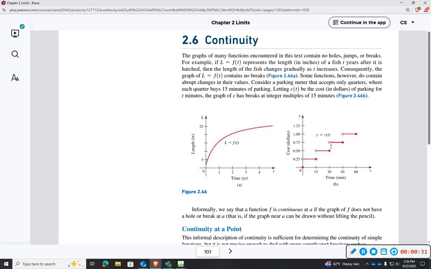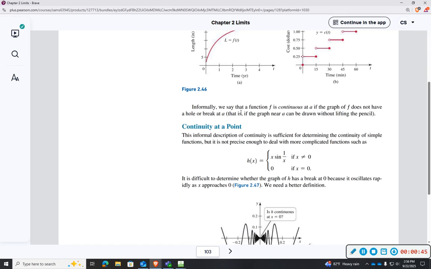Versus if you look at a parking meter and you insert quarters, you get 25 cents and then you get another quarter, so it jumps up to 50. There's no connection between the 25 and 50, and you get what they call a step function. So we're going to describe what continuous is.